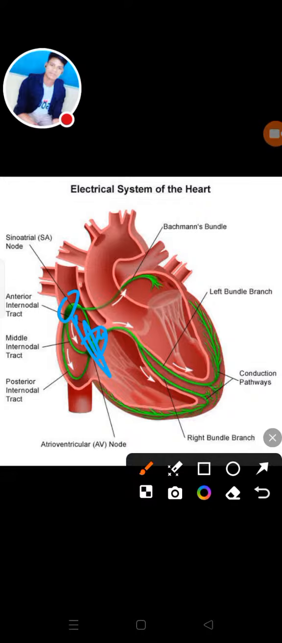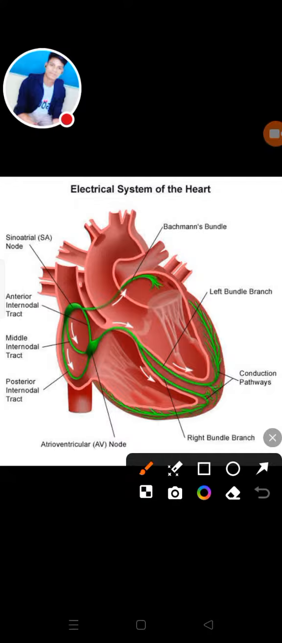Okay, do you have any questions regarding the electrical impulses or conducting system of the heart? It is very easy. Conductive system means the electrical signals in our heart and how they are transferred all over the heart. That process is called the conductive system. So I will simply explain it in an easy way.